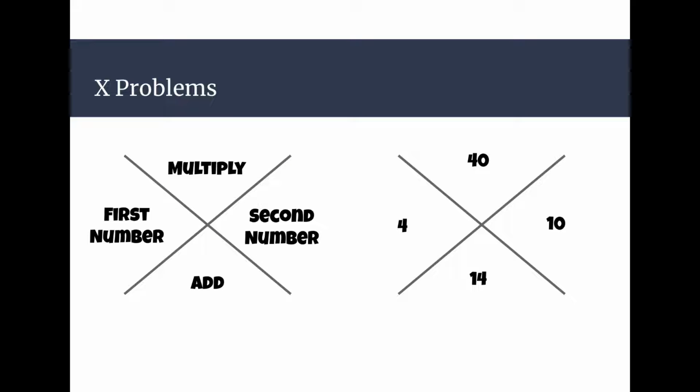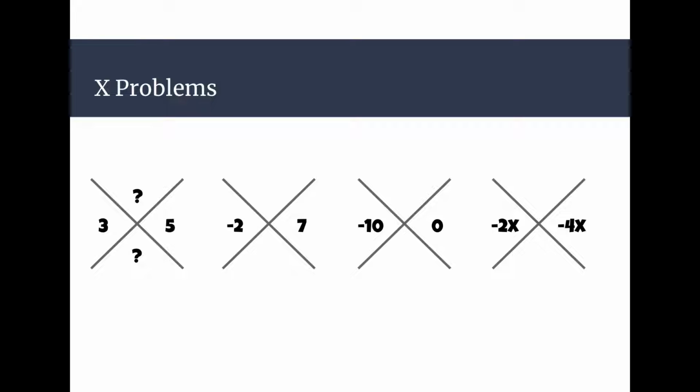So let's take a look at the first few. If I've got 3 and 5, then I want to multiply them. So we multiply to get the top. So 3 times 5 is going to give me 15. And then we add to get the bottom. So 3 plus 5 is 8. And that's all I'm doing. So go ahead, pause the video, see if you can get the next three of these done.